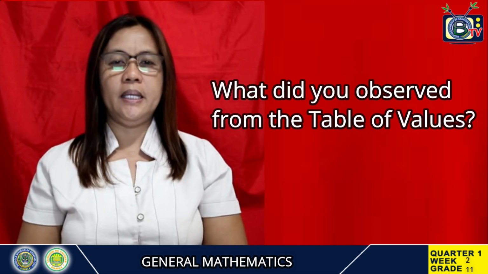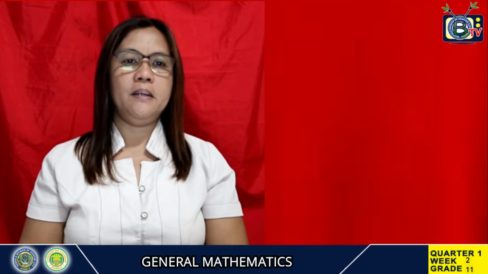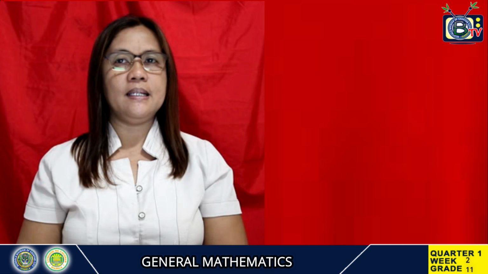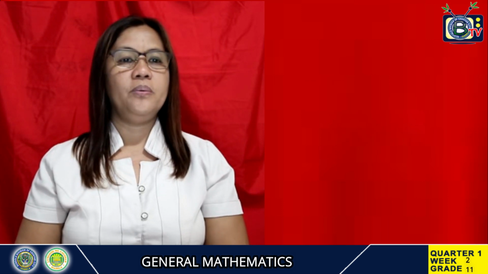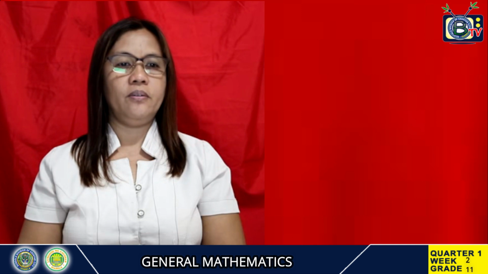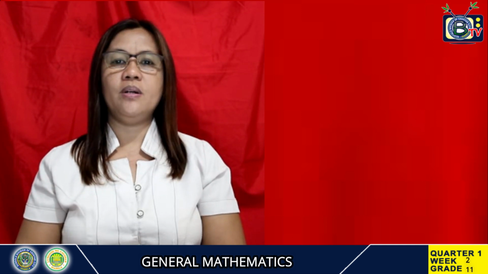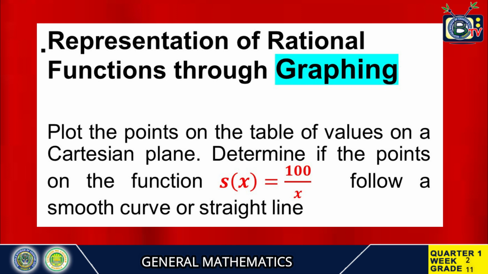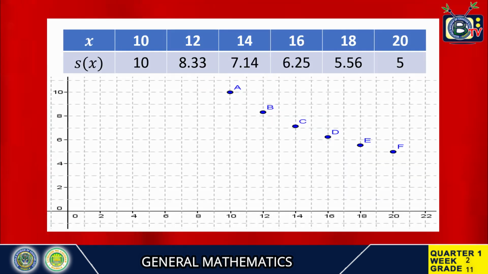What did you observe from the table of values? Yes, from the table, you can observe the speed decreases with time. Now, we can use the graph to determine if the points on the function follow a smooth curve or a straight line. Example number 3, by graphing. Plot the points on the table of values on the Cartesian plane. Determine if the points on the function s of x equal to 100 over x follow a smooth curve or a straight line. Solution. Assign points on the Cartesian plane for each entry on the table of values.